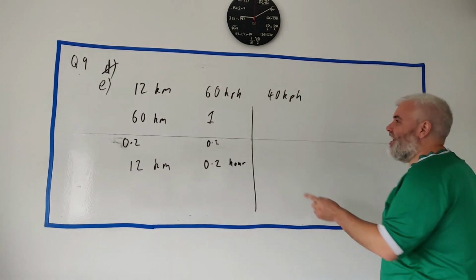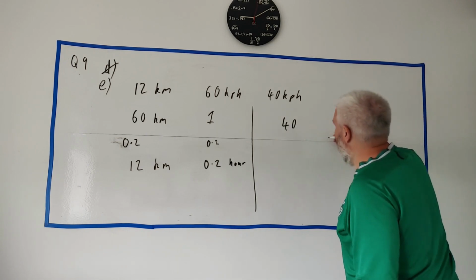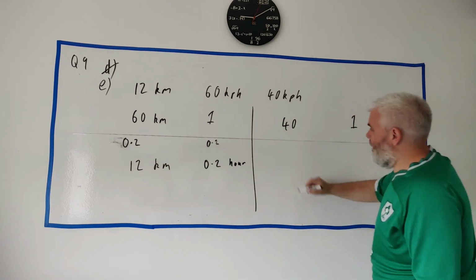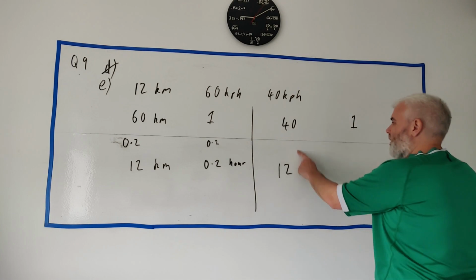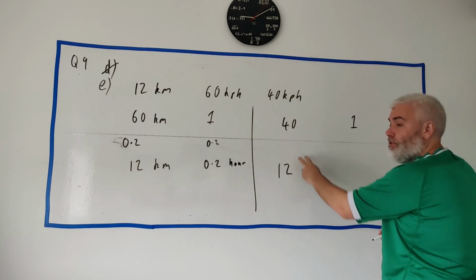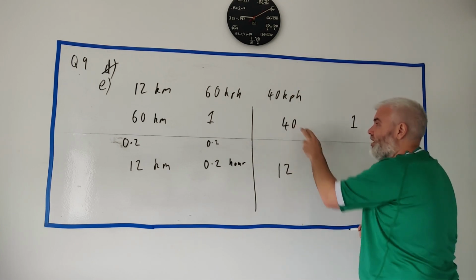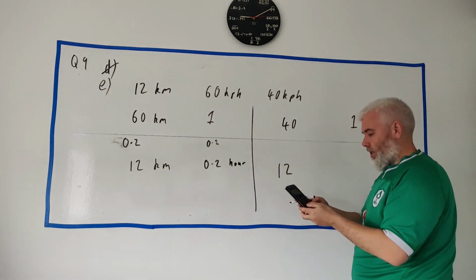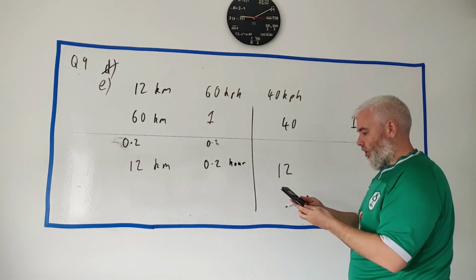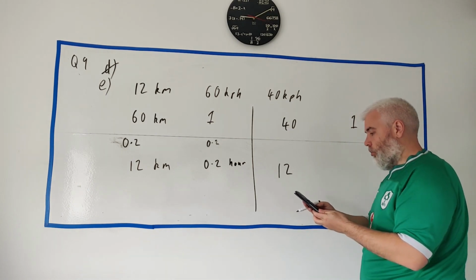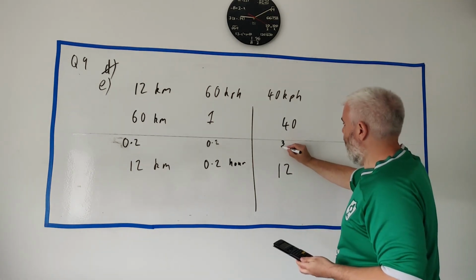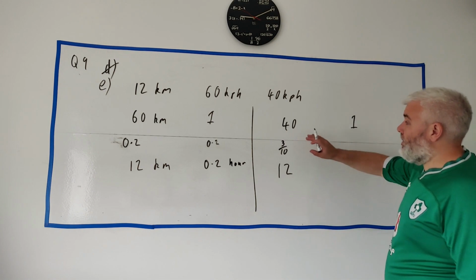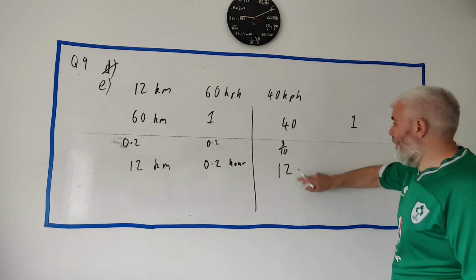Okay, so next, if you're going 40 kilometers an hour, and again you're going 1 hour, I do it the same way. 40 kilometers, have to go 12. What's this number? I would go 12 divided by 40, and I put that into a calculator. Let's do it right here. 12 divided by 40, and that would get you 3 over 10.